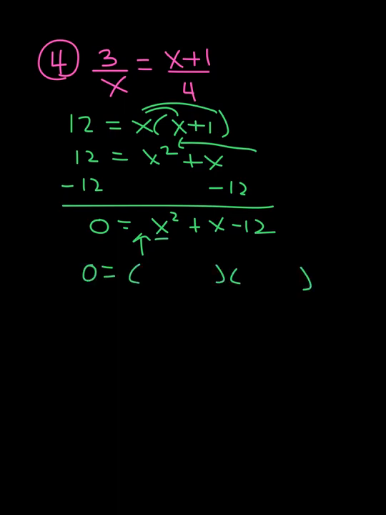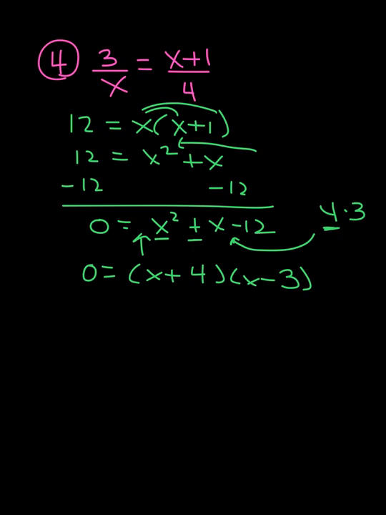I have x squared, which gives me x and x. I have a negative here, so my signs are going to be opposite, so I have a plus and a minus. And I'm looking for factors of 12 that when I subtract, I get 1. So it's going to be 4 times 3. So my 4 is my highest factor. I need that to be attached to my plus. So I get a 4 here and a 3 here. So now I've factored it.